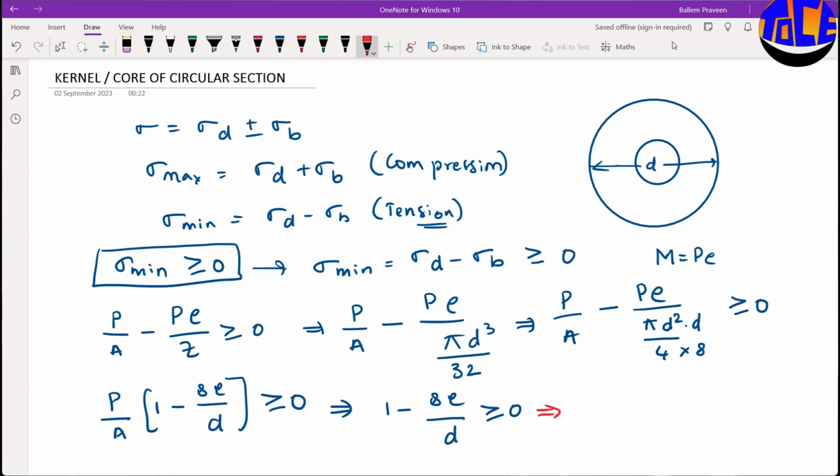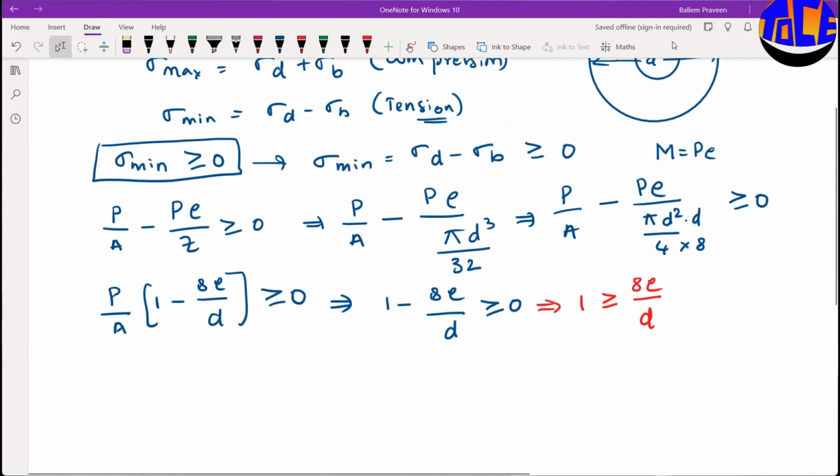Let me take this 8e by d to that side. So it will become 1 should be greater than or equal to 8e by d. Now I will take 8 by d to that side. So it will become d by 8 should be greater than or equal to e, or else I can rewrite this equation as e should be less than or equal to d by 8.